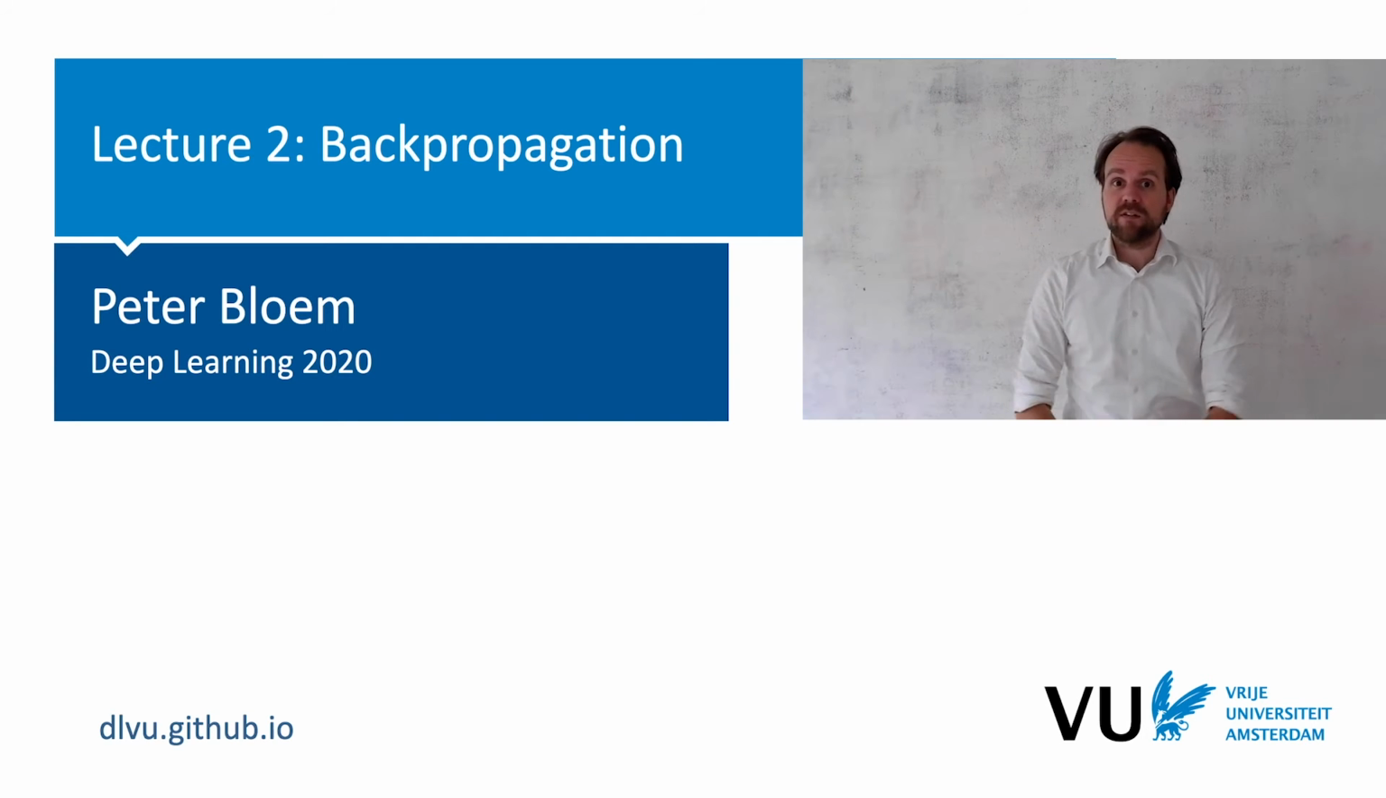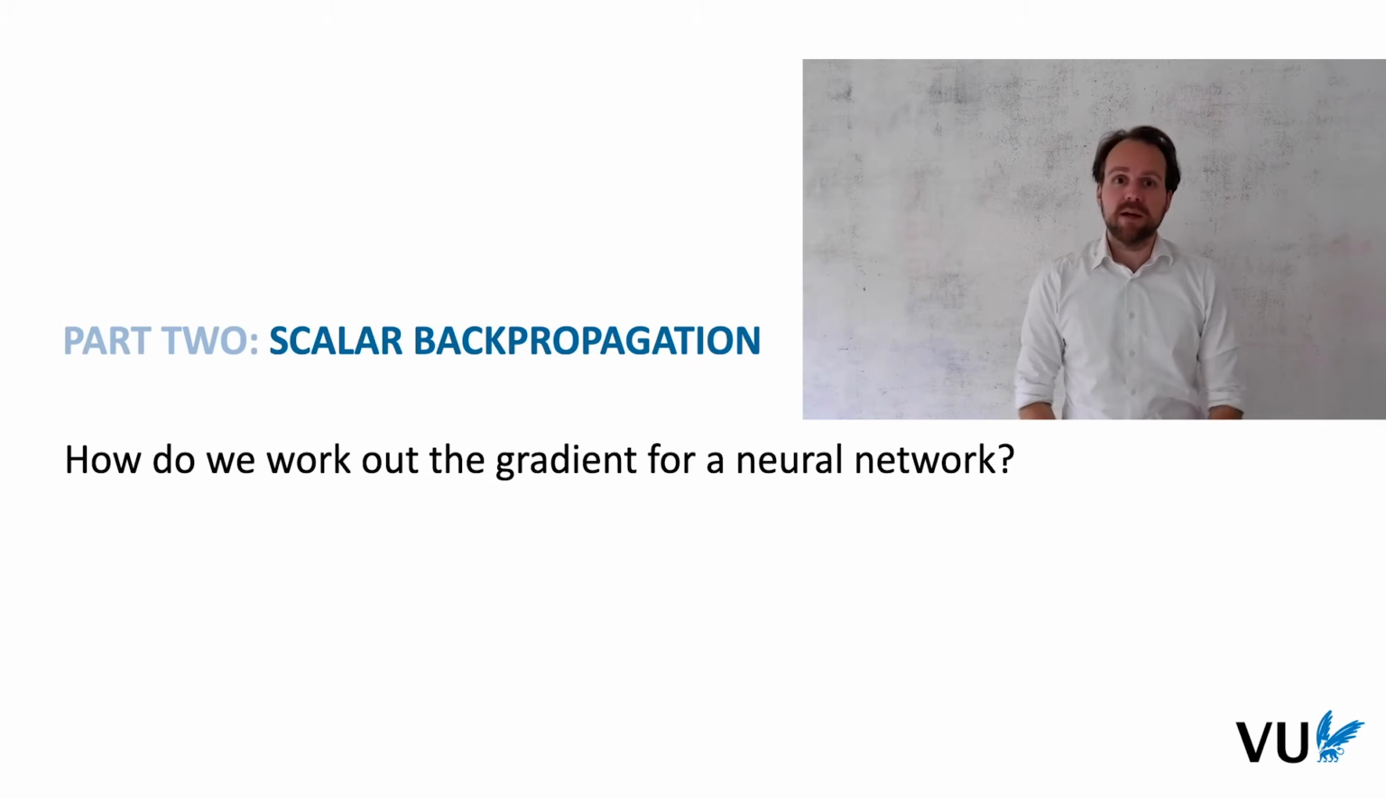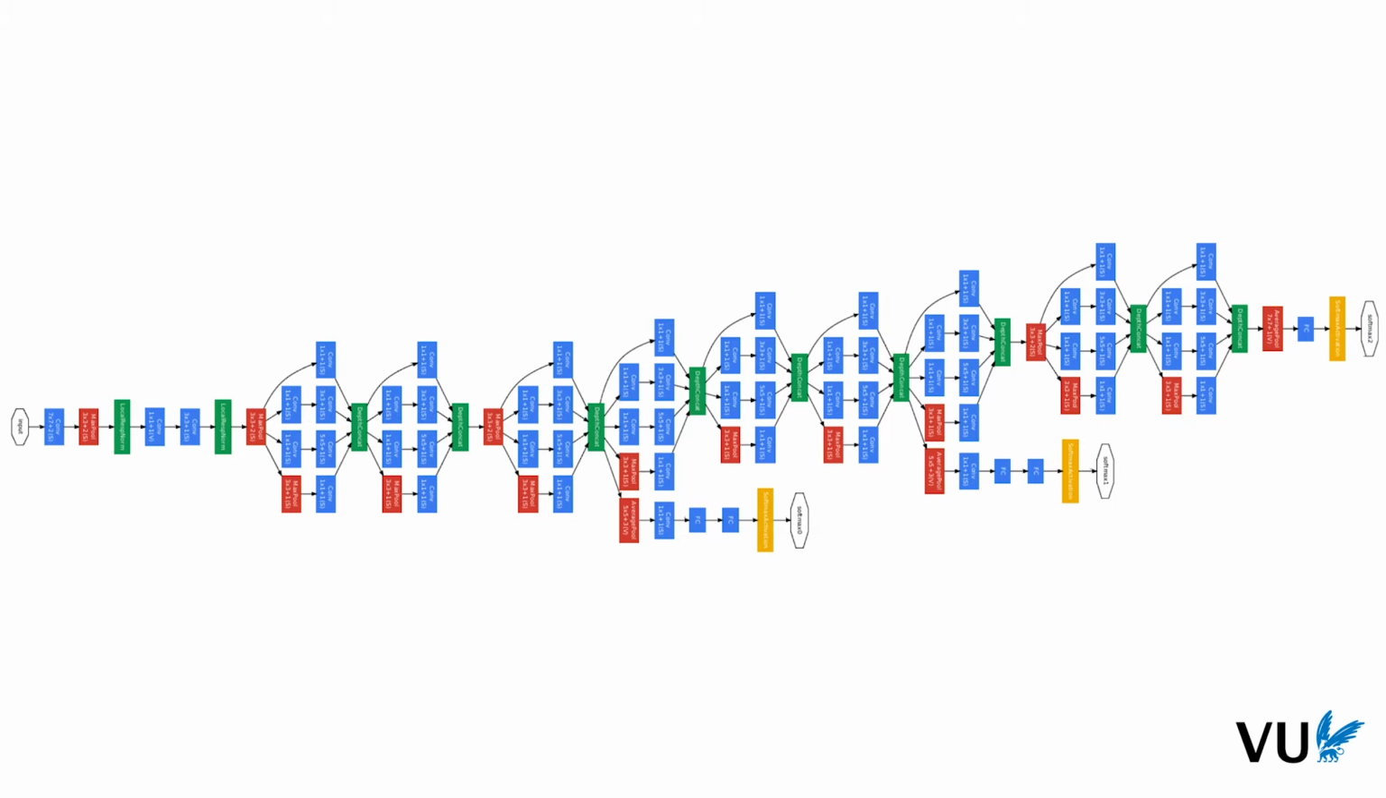So we know what neural networks are, and we know that we want to train them to choose good weights for them by gradient descent. The problem is, how do we work out the gradient? Because for a complicated computational structure like this, working out the gradient is not trivial.